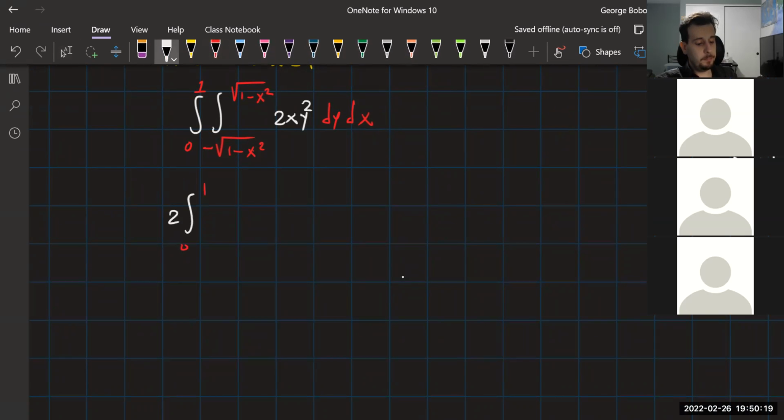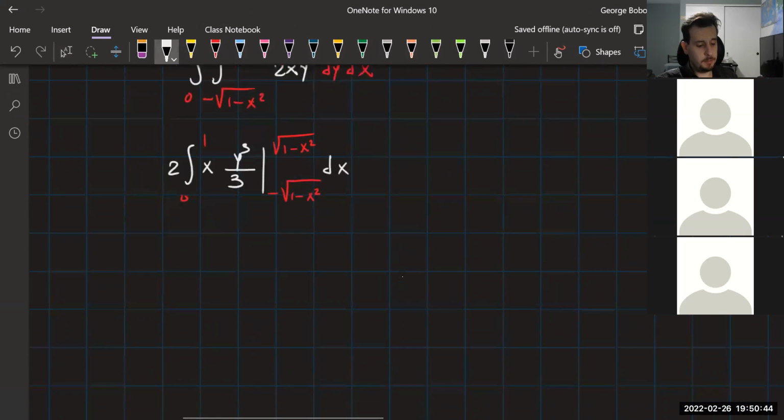The 2 comes out. We're doing the y integral first. So the y here will be y cubed over 3, and it's being evaluated between these disgusting functions. So maybe this is not the best way to go. I don't know. Look at it, right? Maybe if you got this, you should sit for a second and say, maybe I should switch. Sometimes it's worth switching.